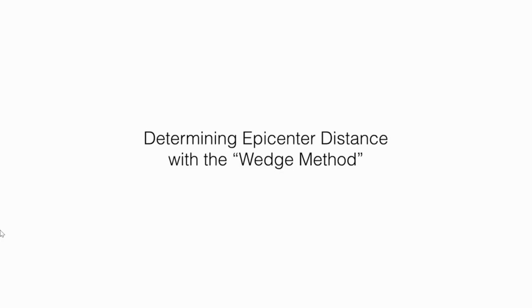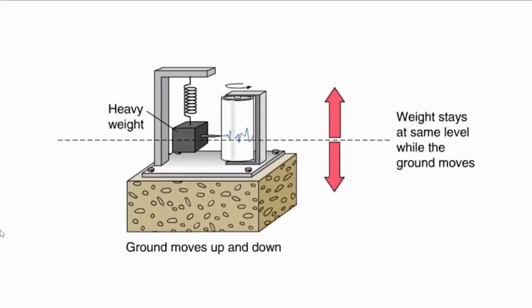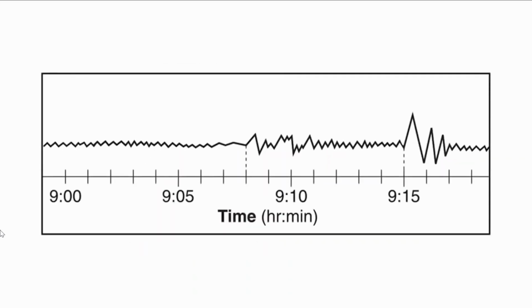Determining the epicenter distance using the wedge method. Imagine for a second you're sitting by a seismometer, and all of a sudden it starts to shake, signifying that an earthquake has taken place. You want to know just exactly how far away that earthquake was. Well, we could do this simply by looking at the report printed out by our seismometer.